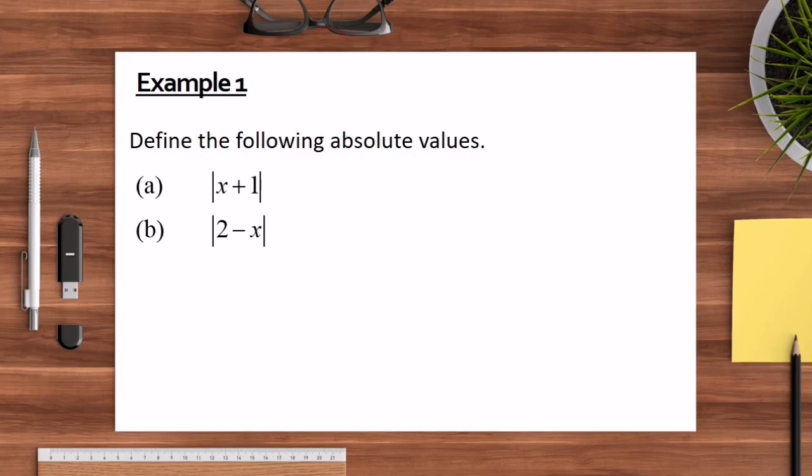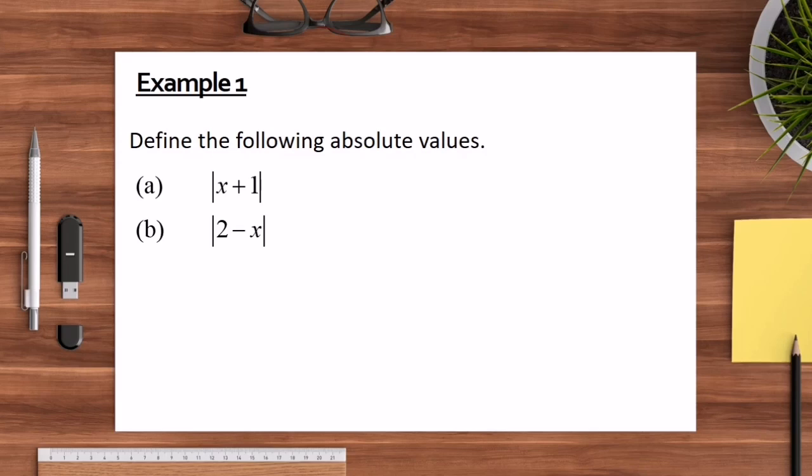Okay, for question A, we define absolute value of x plus 1. We follow the definition. Then we get the first one, x plus 1 if x plus 1 is more than or equal to 0. And then the second one, negative in bracket x plus 1 if x plus 1 is less than 0. Okay. So, jadi kita ikut definition absolute value of A, then kita dapat ada dua kat sini. The first one is x plus 1 and then the second one is negative x plus 1.